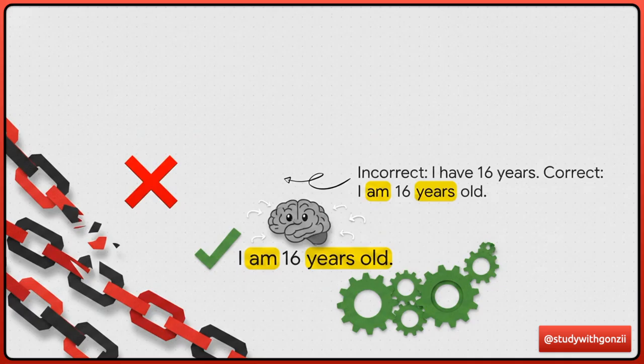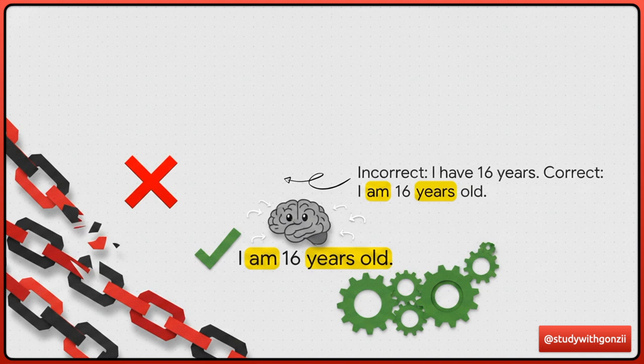If your native language is Spanish, you might be really tempted to use the verb to have for age, because in Spanish, you say tengo, which translates to I have. But look at that big red X. I have 16 years is completely incorrect in English. We literally never say that.